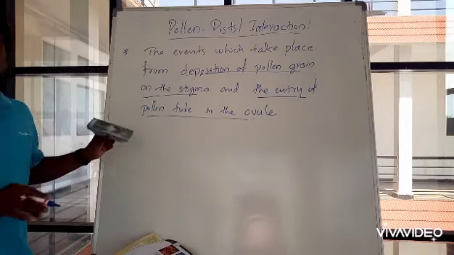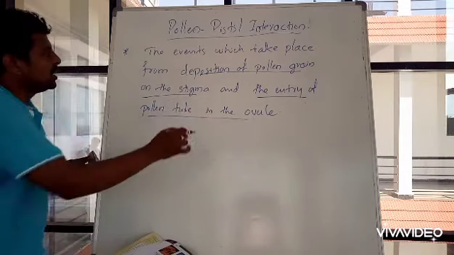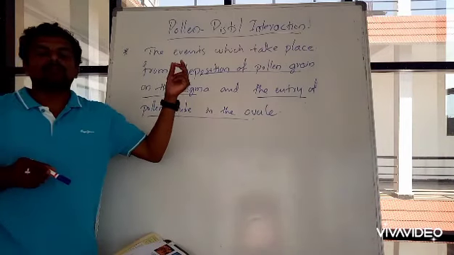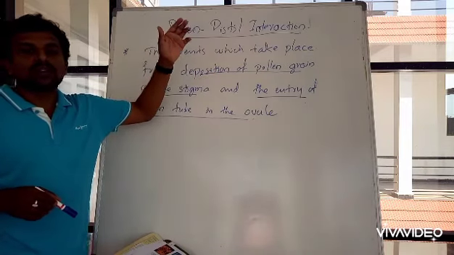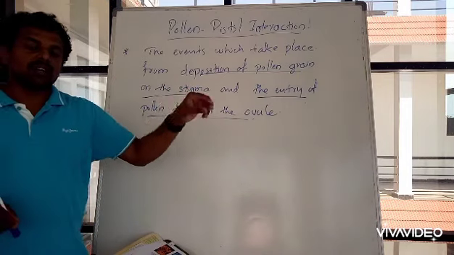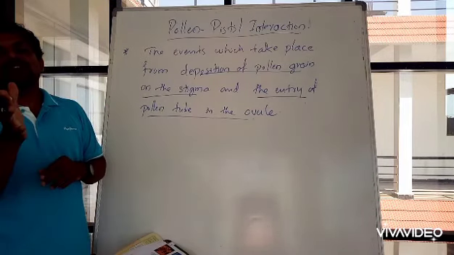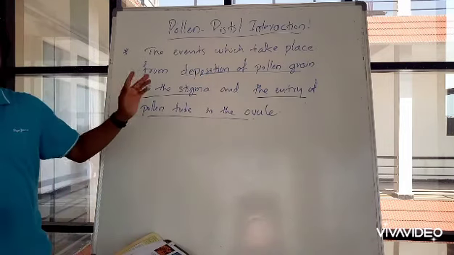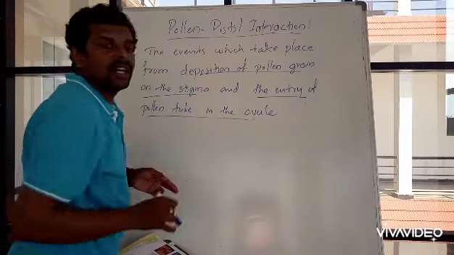This whole process, those events will be called pollen pistil interaction. Let me give you an example. If the pollen grain falls on the stigma portion of the pistil, it has to travel all the way to reach the ovary, and inside the ovary, ovules will be there. Finally, the pollen grain will make its entry in the ovule. The different types of events which take place during this phenomenon are known as pollen pistil interaction.